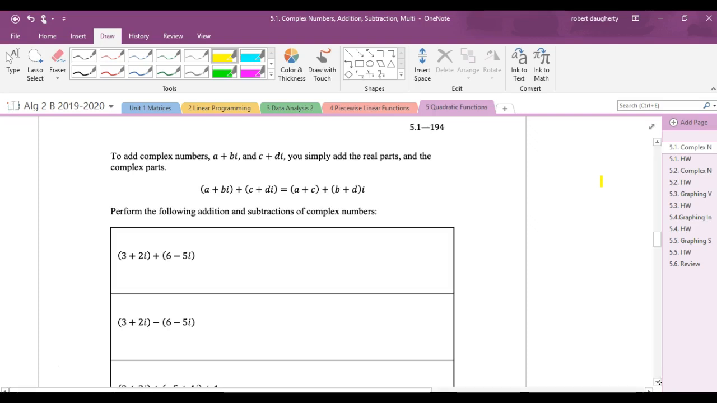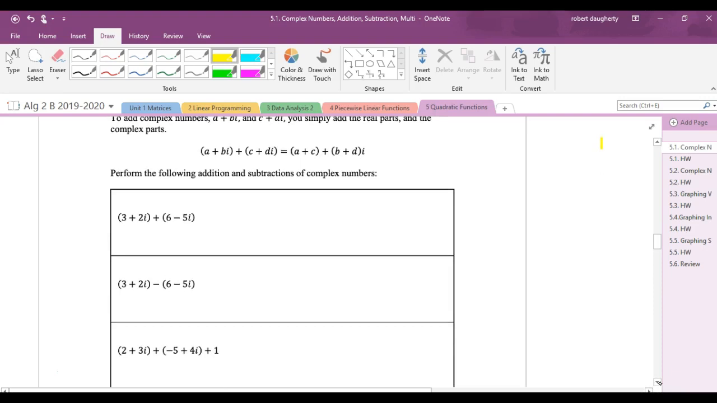Combine the real parts and then combine the imaginary parts, okay? So without me giving you the definition, I think you would have sort of guessed that. To add these two numbers together, this is going to be 3 plus 6 plus 2i minus 5i. I'm going to combine the real parts and the imaginary parts. So what happens when I get 3 plus 6? That is 9. What is 2i minus 5i? Minus 3i. Okay? So all I did was combine the real parts and the imaginary parts. So when you add these two complex numbers, you get 9 minus 3i.